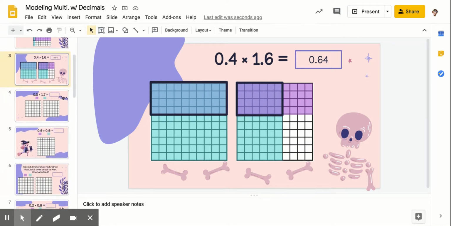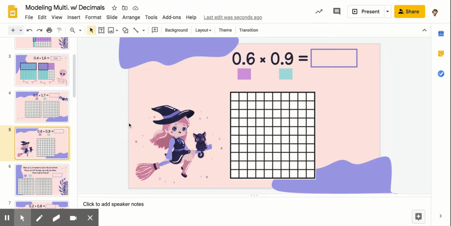So let's look at another one. Let's look at number 5. Number 5, we've got 6/10 times 9/10. So I'm going to do 6/10 going up and down, and 9/10 going side to side.